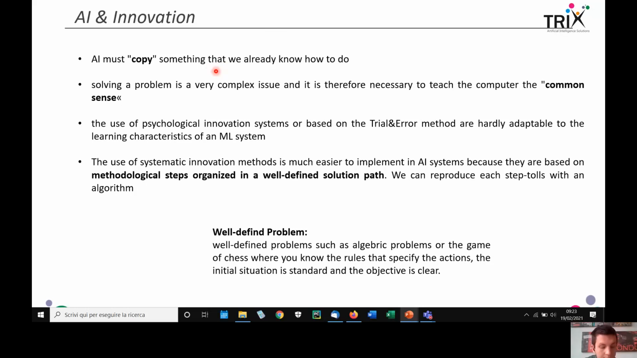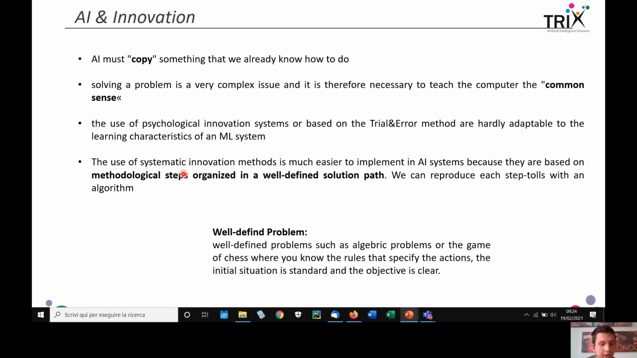Sometimes solving a problem is very complex, and you have to teach the computer what the common sense is to solve this problem. For example, the classic approach of innovation called trial and error cannot be applied to an AI system because it is too hard to teach to the system.